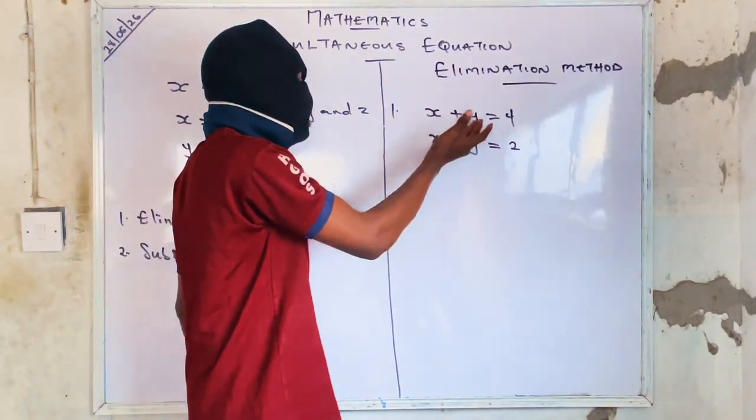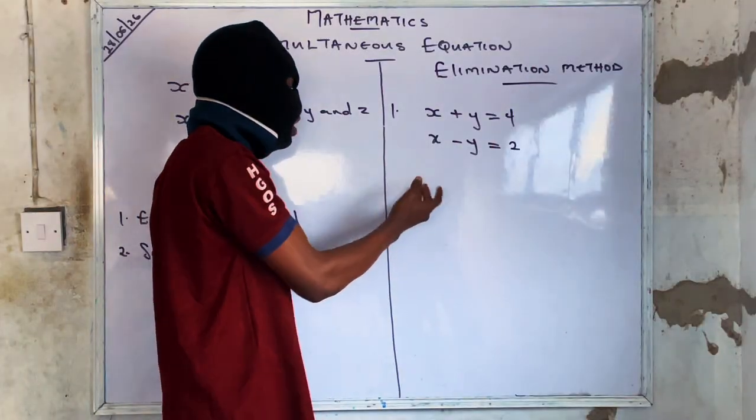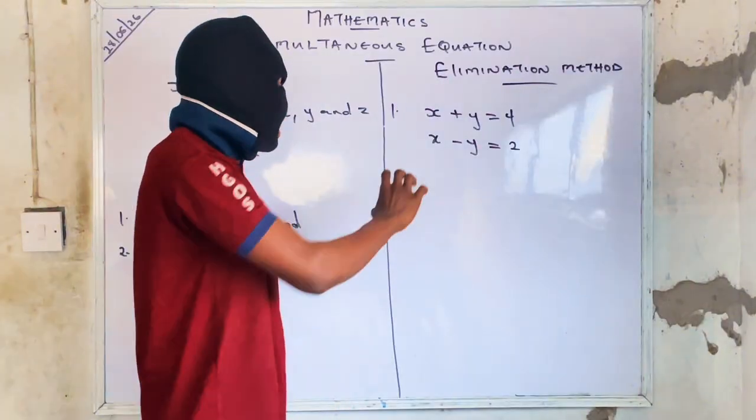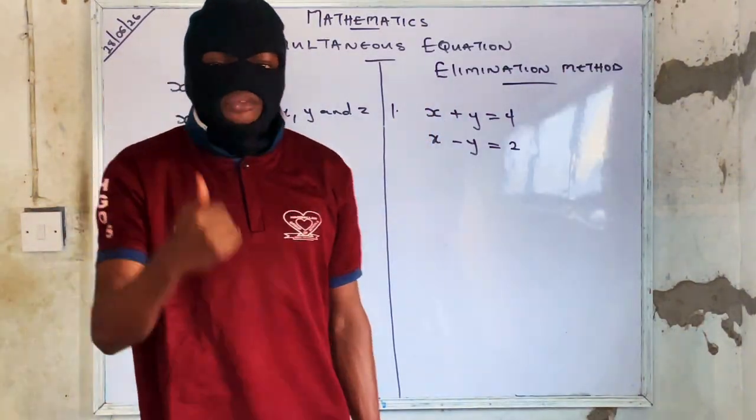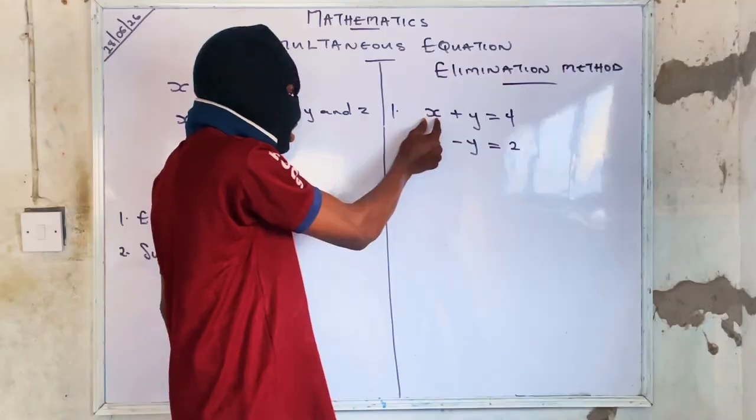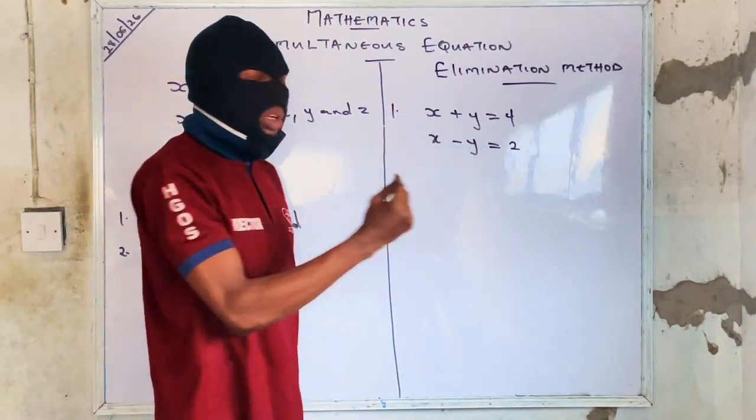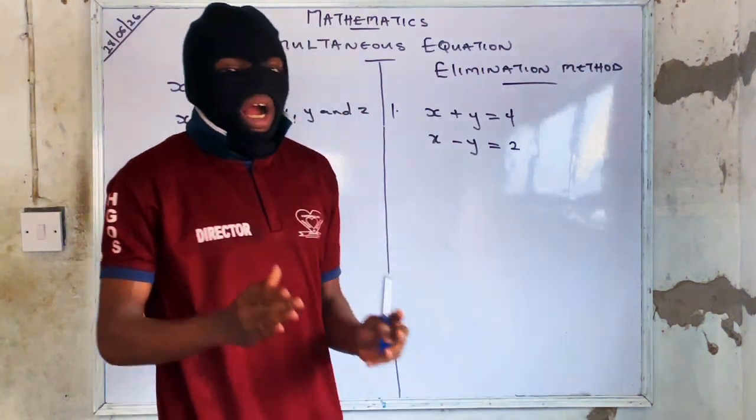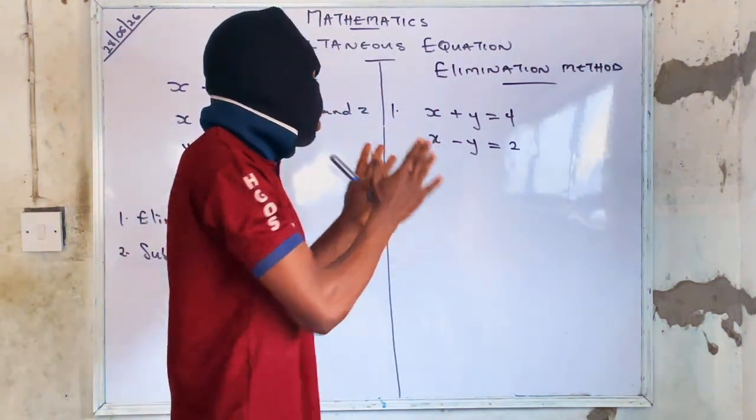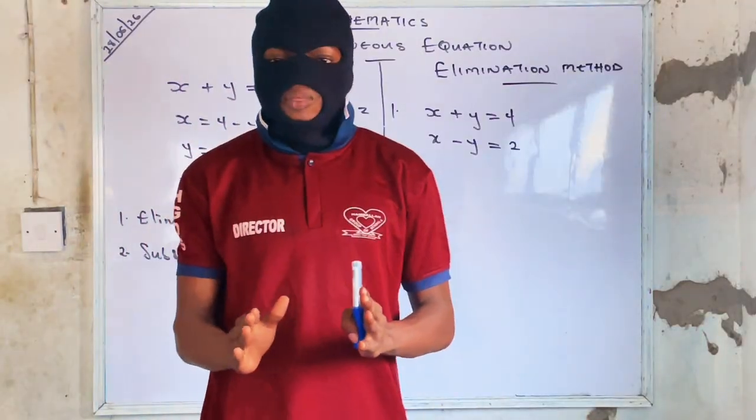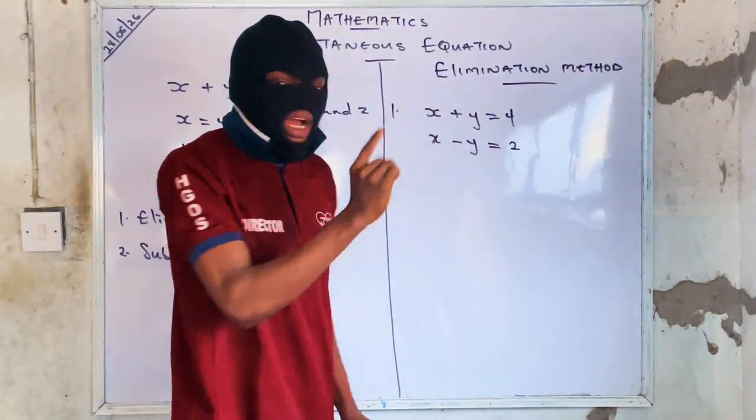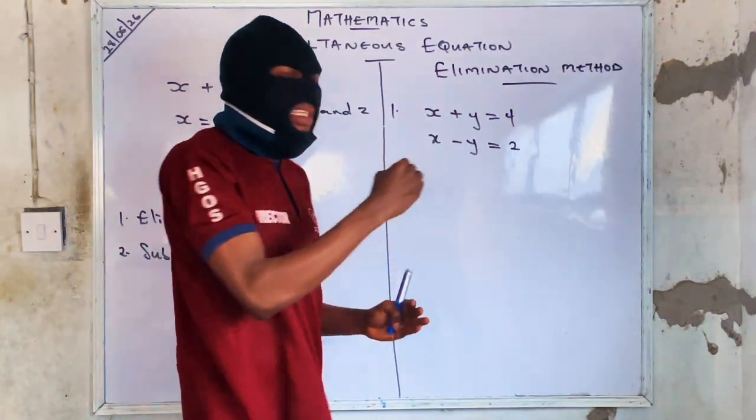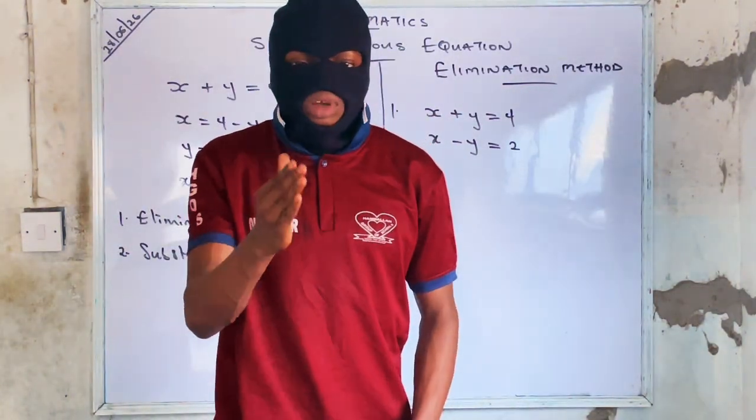Since you have x plus y equals 4 and x minus y equals 2, the first thing you should do is check if they have the same coefficient. Check if x in equation 1 has the same coefficient as x in equation 2. For you to do that, you have to decide which one you want to eliminate first. We want to eliminate x first before we eliminate y, but we have to check if their coefficients are the same in both equations.